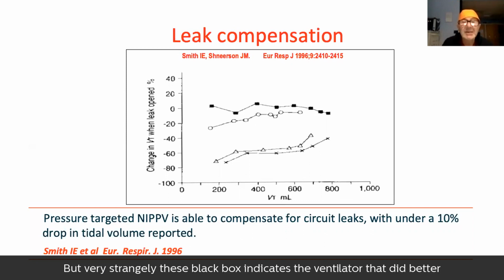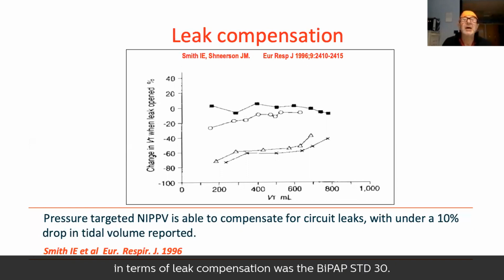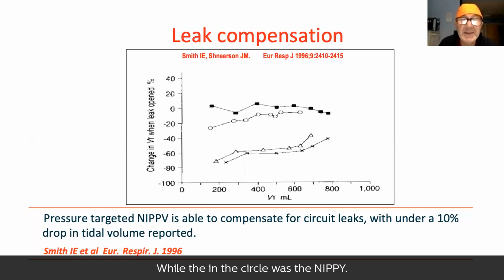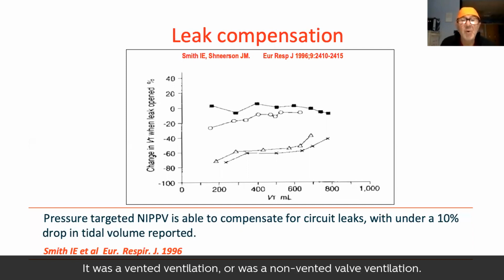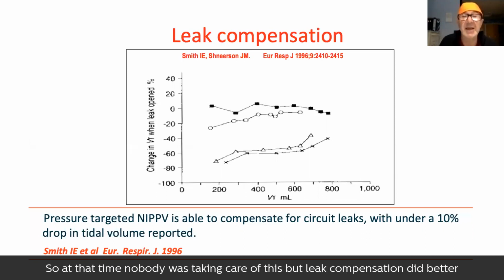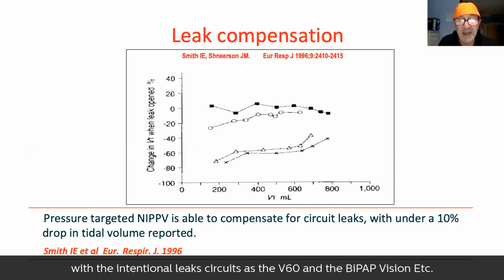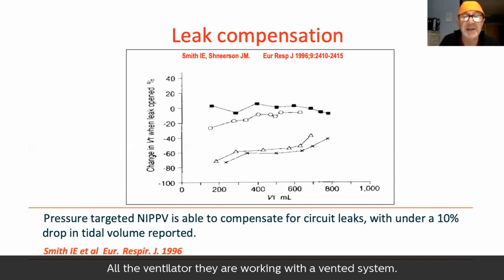But very strangely, this black box indicates the ventilator that did better in terms of leak compensation was the BiPAP STD 30, while in the circle was the NIPI. It was a vented ventilation, not a non-vented valve ventilation. At that time, nobody was taking care of this, but leak compensation did better with the intentional leaks circuit, as the BU60 and the BiPAP Vision, etc. All the ventilators that are working with a vented system.